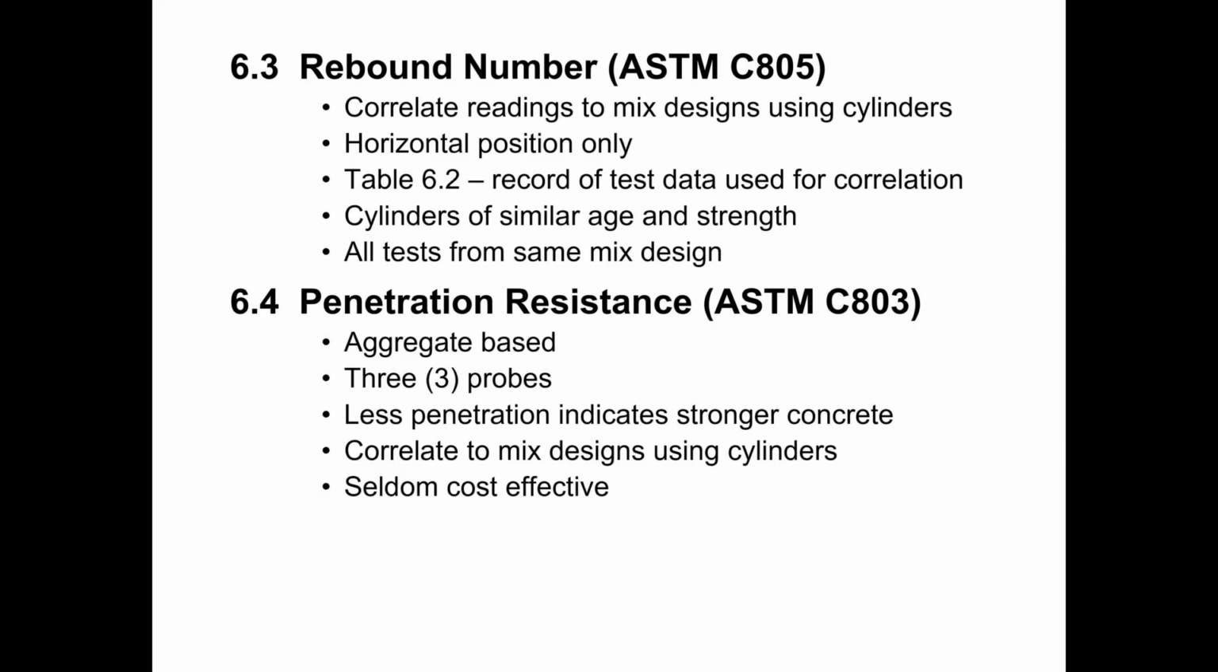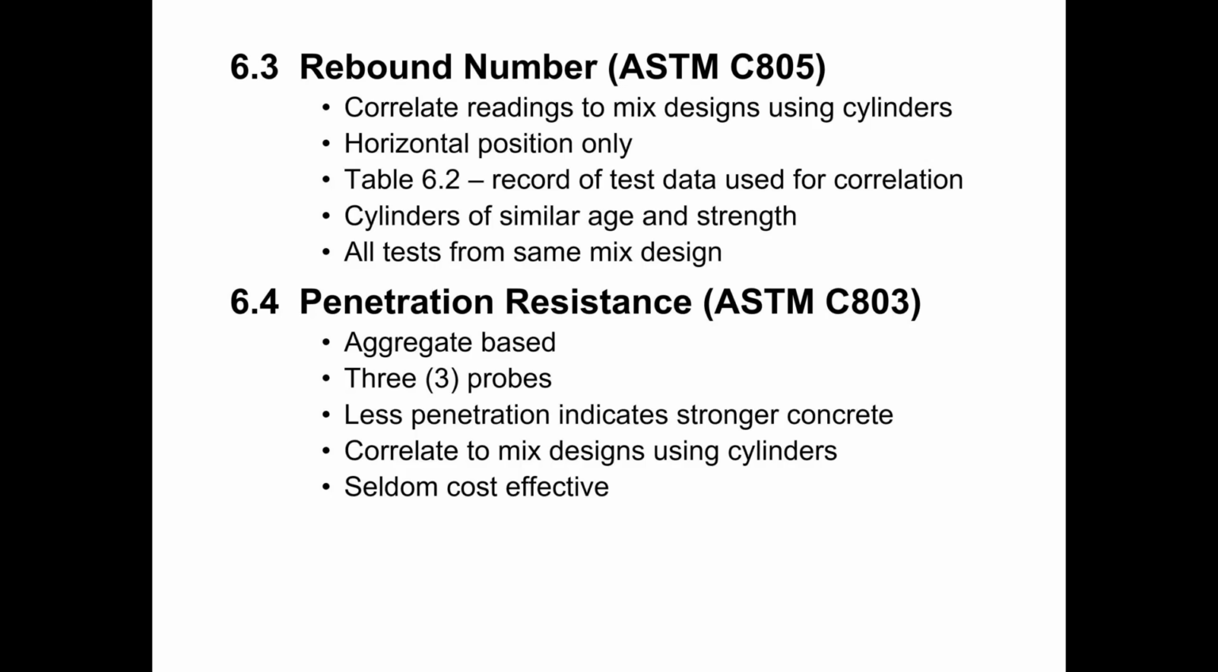So the way we go about developing our correlation data using a rebound hammer is we would make some 6x12 cylinders. They do have to be 6x12 cylinders. A 4x8 cylinder would not work for a rebound hammer correlation because the 4x8 cylinder doesn't have enough mass to give reliable results. So we do need to use 6x12 cylinders.